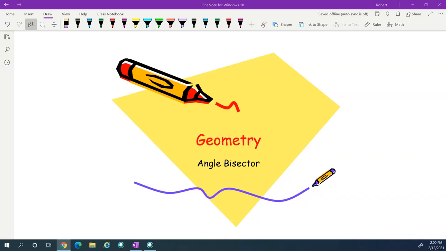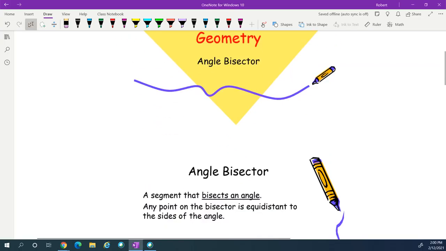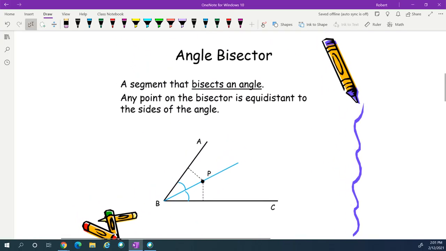Okay, we are back with our special segment, and this one is the angle bisector. It's the same angle bisector from chapter one at the beginning of the year. Instead of just bisecting an angle, it's bisecting an angle in a triangle. Otherwise, everything is pretty much the same. So we know an angle bisector goes right down the center of an angle.